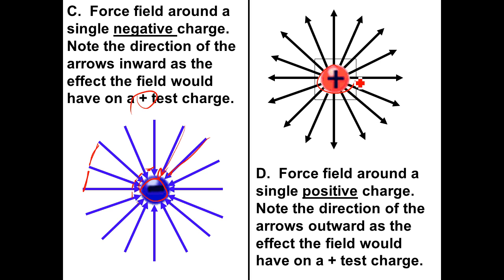In this example, we have a positive charge, and if I put a test charge here that's positive, it would be pushed outward. Anywhere I'd put that little positive test charge, it's going to be pushed outward. So the field is strongest closer in, and it's weaker, and the arrows are farther apart as we go outward. But the arrows point outward because that's where a positive test charge would go.